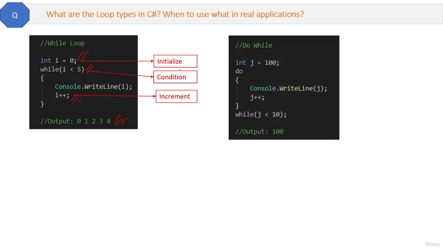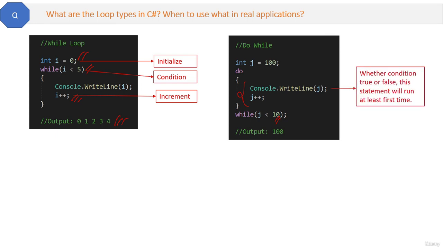Now second is do while loop, and here is the code. The only difference between while and do while is the statement inside. In case of do while, the statement inside do must execute the first time irrespective of the while condition. Whether the condition is true or not, this do will definitely execute. Now here you can see the output, it is 100. Even though the condition is false, it is printed because j is 100 and it is not lesser than 10, right? The condition failed, but still the output is printed as 100. So this is do while loop.